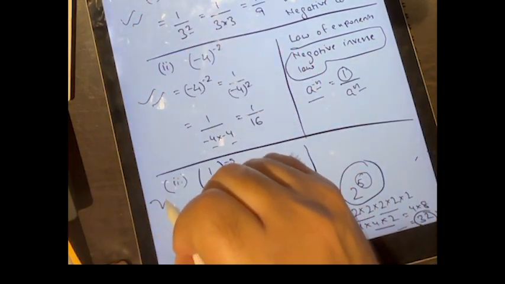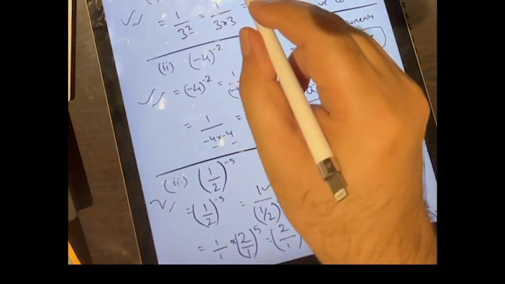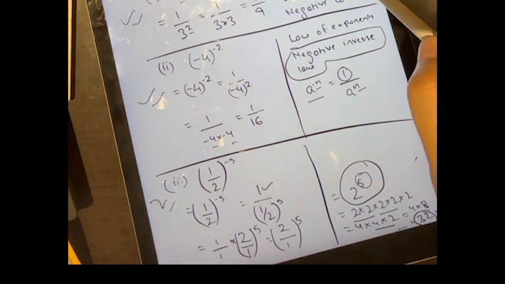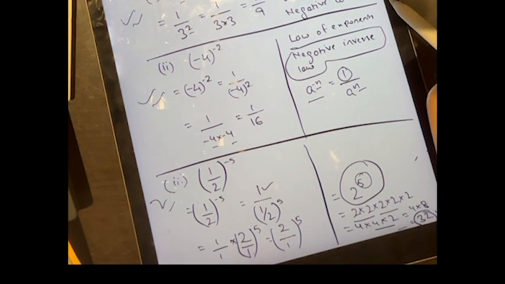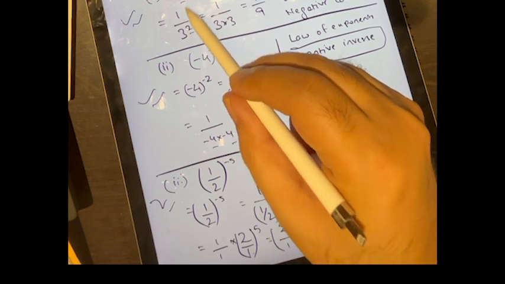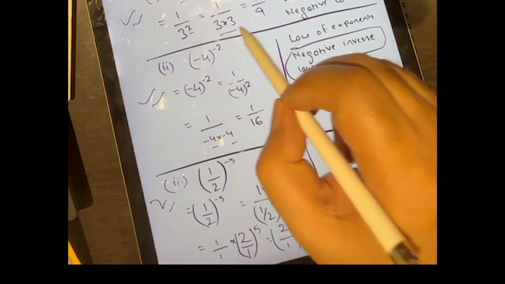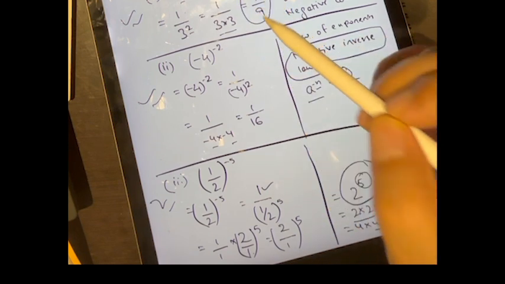If you will notice under this question number 1, which says evaluate, the first one was 3 raised to the power of negative 2. We have applied the law of exponent, which is the negative law or negative inverse law, and when you inverse this, it will become 1 by 3 raised to the power of 2, and when you multiply 3 into 3, you will get this answer, which is 1 by 9.